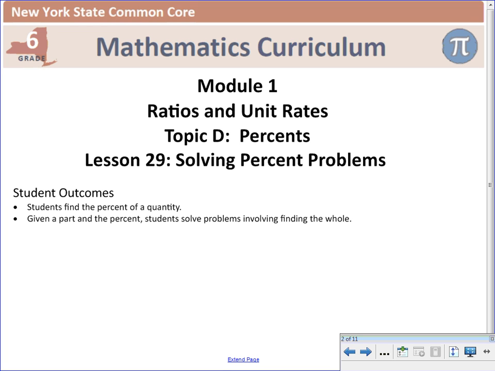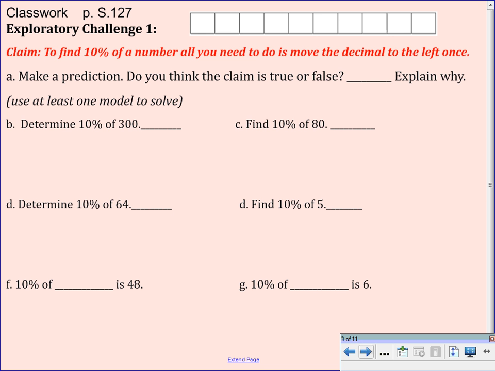Today is finally our last lesson for Module 1. We are going to continue looking at percent problems. We're going to continue looking at the three parts, the percent, the part, and the whole, and percent of a quantity. So let's take a look at our notes.